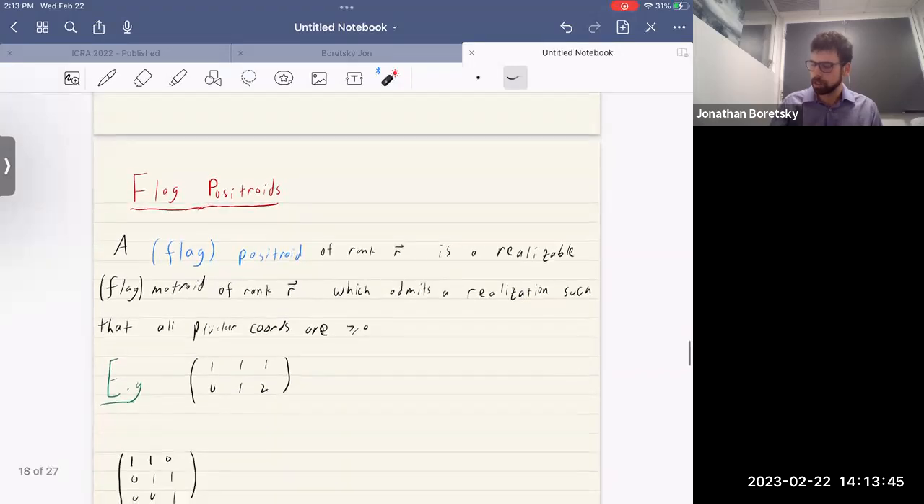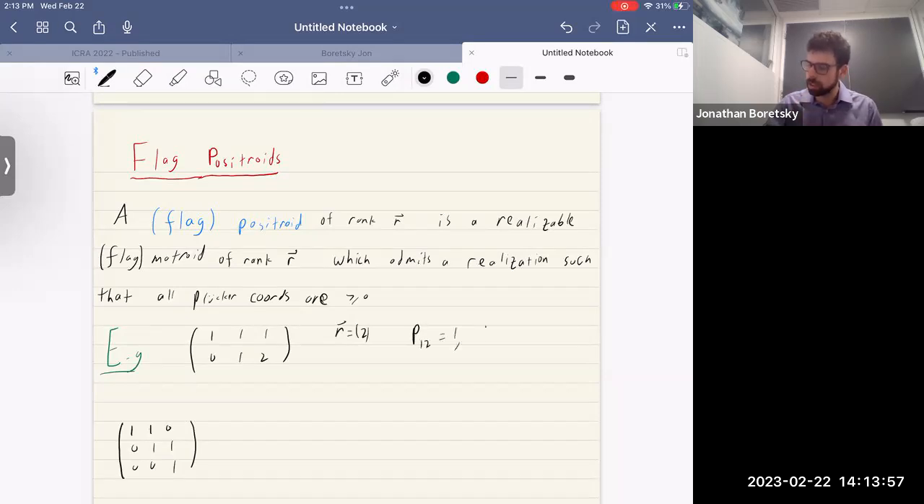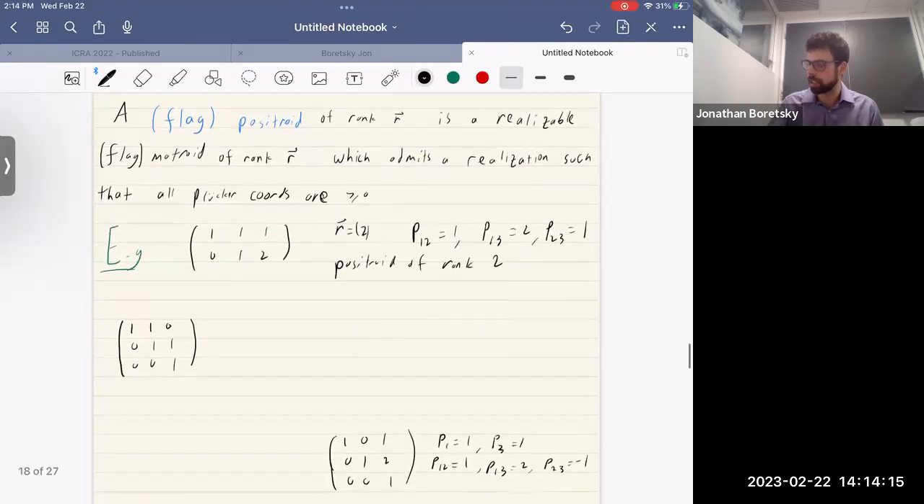So let me give a couple of examples. If we look here, I'm thinking of this as a matroid of rank 2. I look at all the Plücker coordinates with index of size 2. P12 is 1, P13 is 2, and P23 is 1. So this is indeed a positroid of rank 2 because all those Plücker coordinates are positive. All right, so that's a non-flag matroid.